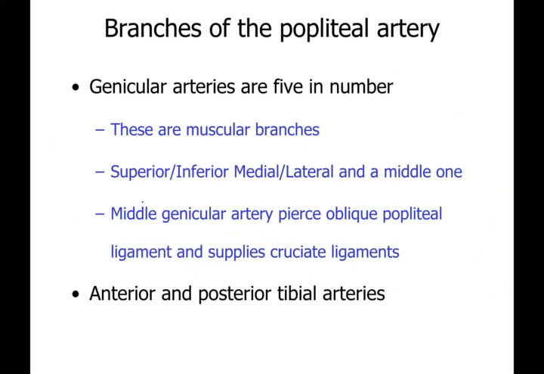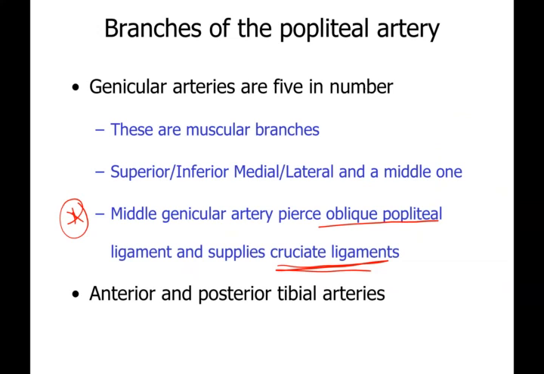Then the branches of the popliteal artery, there are 5 genicular arteries. Now the middle genicular artery out of the 5 is important because it pierces the capsule of the knee joint posteriorly with the oblique popliteal ligament, and it supplies the cruciate ligaments, middle genicular arteries.